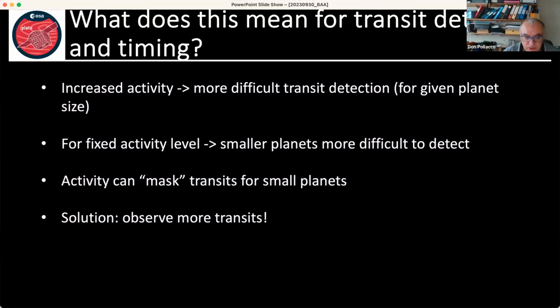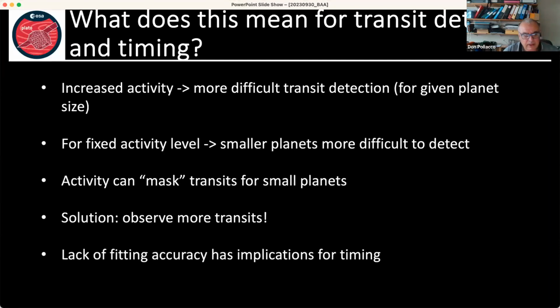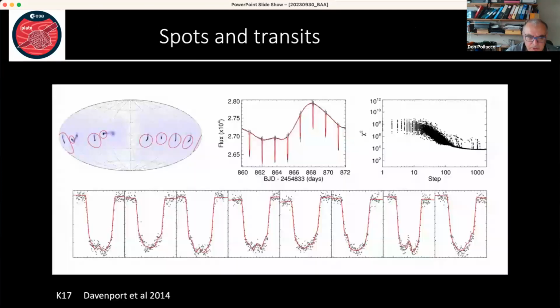So one solution is to observe more transits. In fact, the whole case for the Kepler extended mission was because the activity levels of stars have been underestimated. And to get enough transits of most stars to be able to say you've definitely got one and you know what the period is, meant observing more transits. And then the other thing, of course, is that the transit itself, as I'll show in a minute, is affected by spots and what have you.